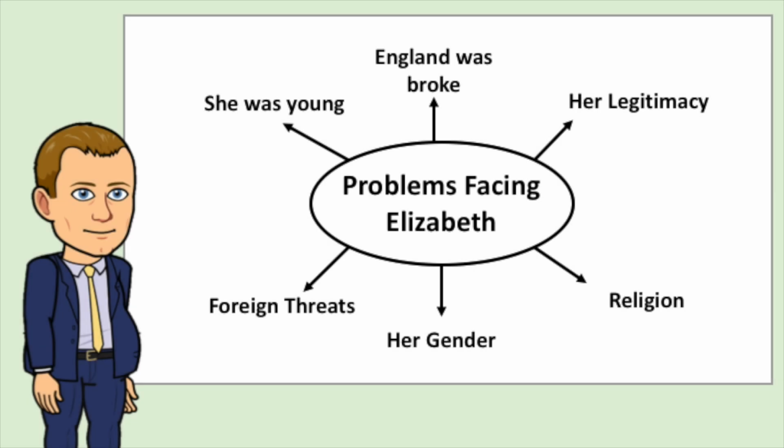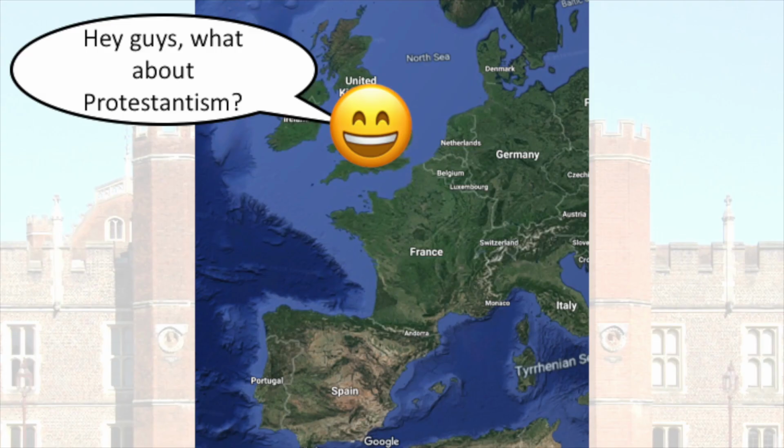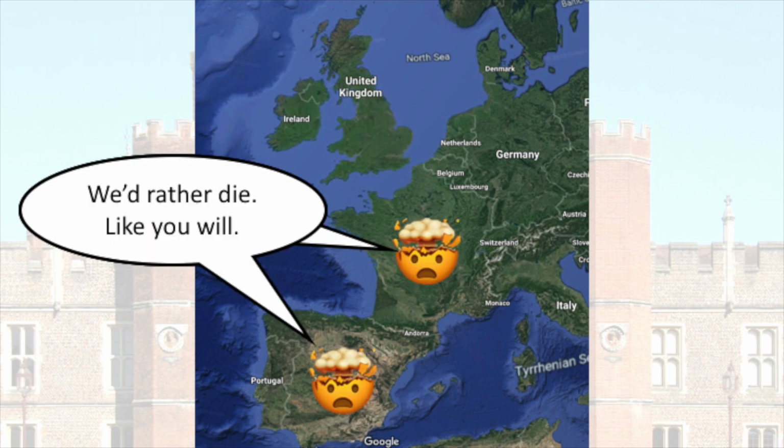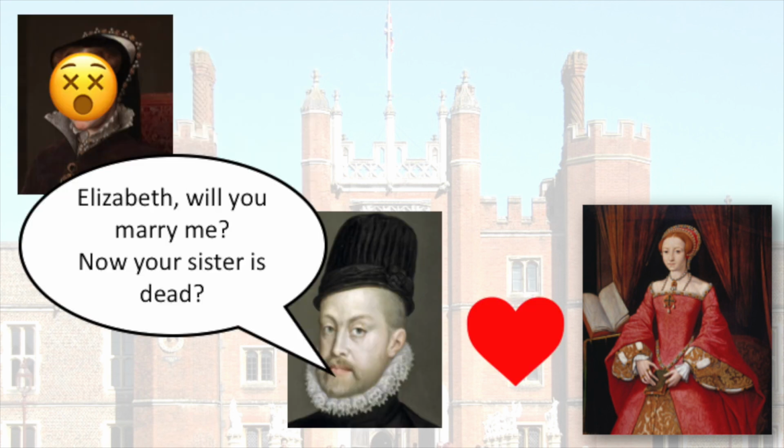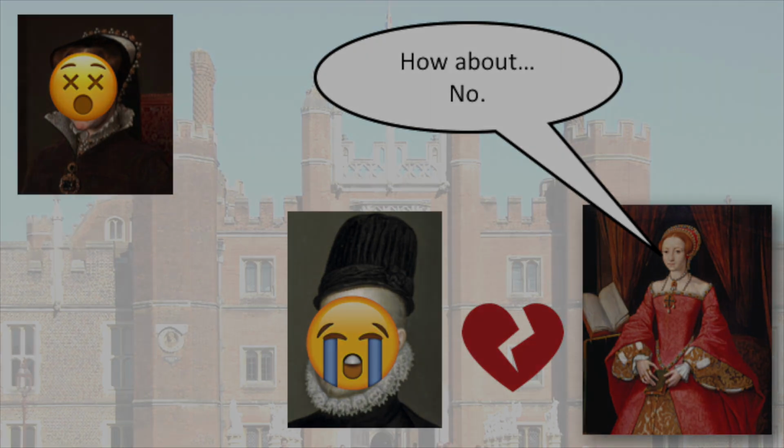Her last major problem were threats from France and Spain. England, as a Protestant nation, was facing foreign threats from Catholic France and Spain. Spain was the most powerful nation on earth and would be a nation which eventually declares war on England. The relationship probably wasn't helped by Elizabeth refusing to marry Philip II of Spain, even though he had been married to her sister Mary, and Elizabeth's eventual meddling in the Netherlands.